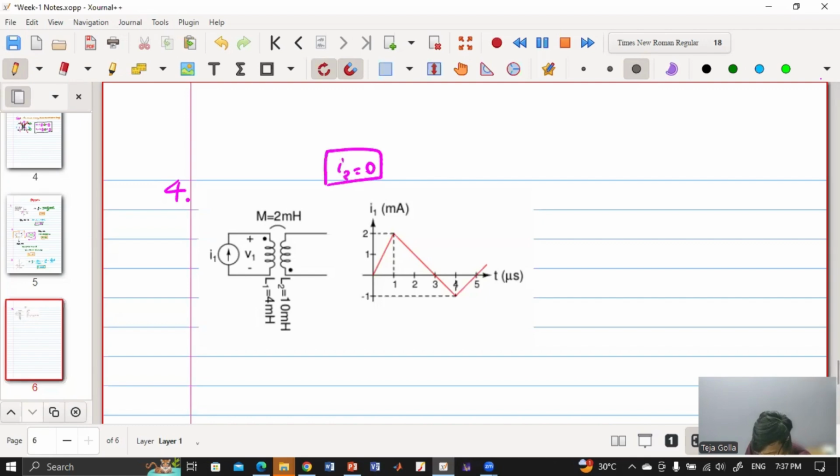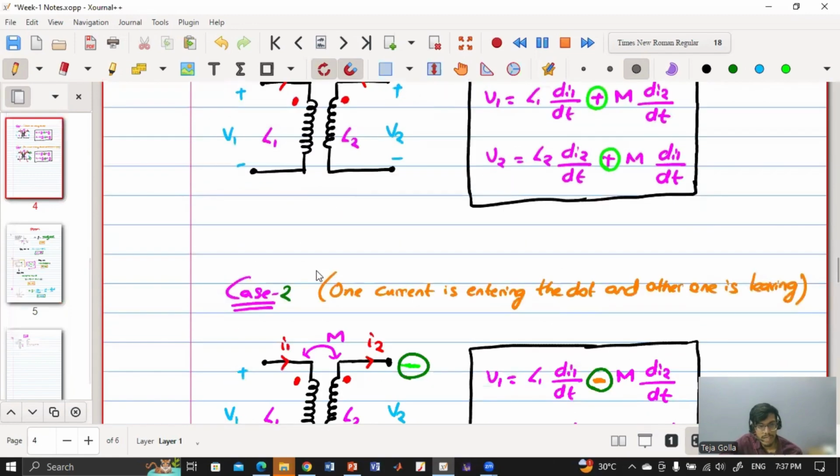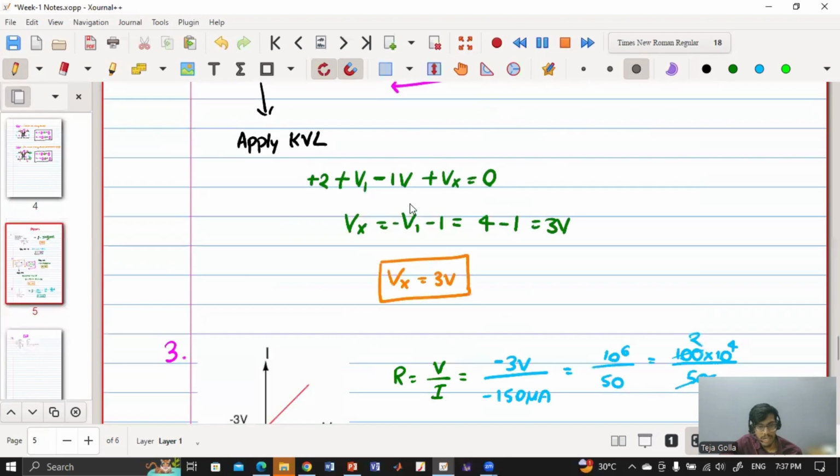Okay. Now I will assume the direction of current in any way. So for my ease, I will assume the current is flowing like this. So now you tell me whether the current is entering the dots in both the cases, or which case? Is it case 1 or case 2? Case 1 being current is entering the dots in both the cases. Case 2 being one current is entering the dot and one current is leaving the dot. So it comes under which case?